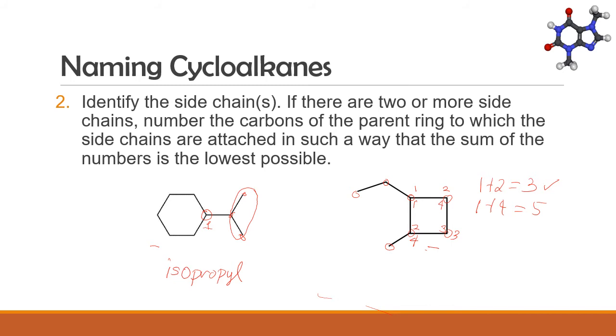This next structure has 2 side chains. The first one is 1-ethyl. The other one is 2-methyl. Remember that in the system of nomenclature, side chains are arranged alphabetically. So 1-ethyl comes first, whereas 2-methyl comes next.